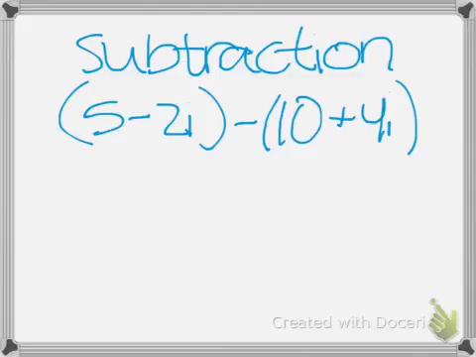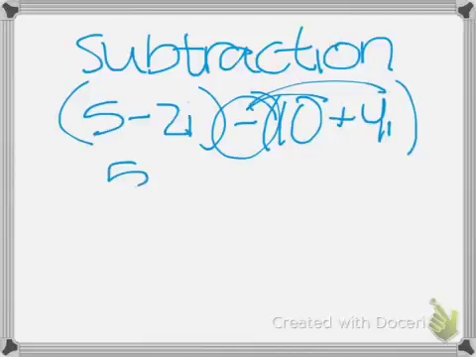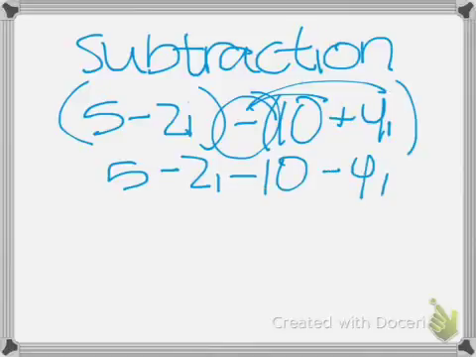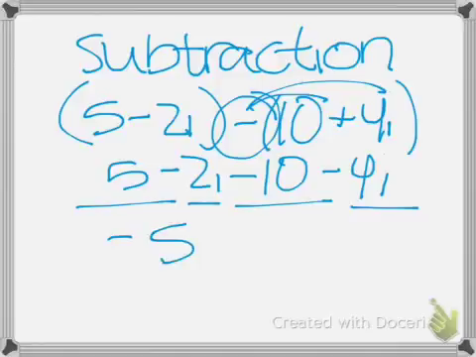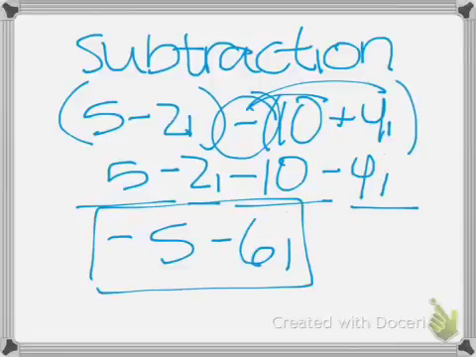Notice that now we have a negative in the middle. So first we have to distribute the negative to the 10 and the 4i. So 5 minus 2i minus 10 minus 4i. Then just combine like terms. So 5 minus 10 is -5, and -2i minus 4i is -6i. So -5 minus 6i is our answer.